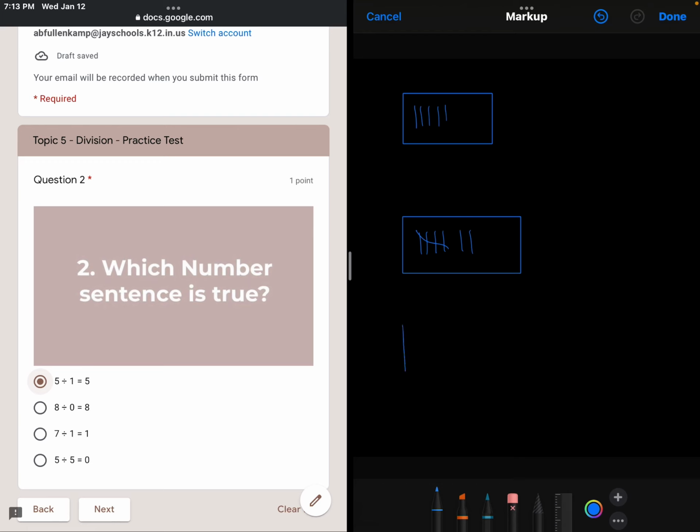And 5 divided by 5, I have 5 boxes. So let me draw my 5 boxes. 1, 2, 3, 4, 5. Okay, that's good enough. And then we have our 5 equal pieces. 1, 2, 3, 4, 5. Okay, here there's 1 in each box. Well, that says our answer is 0, so that's not going to be right either. So letter A was right, but it's a good thing I checked, right? So I hit the first one, click next.